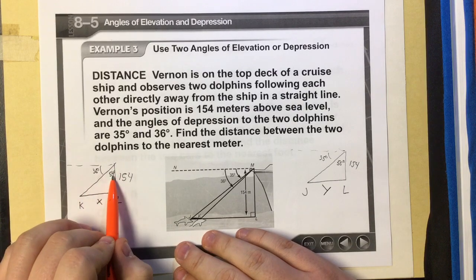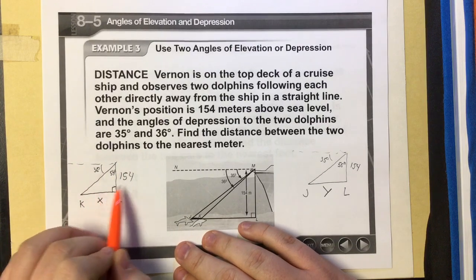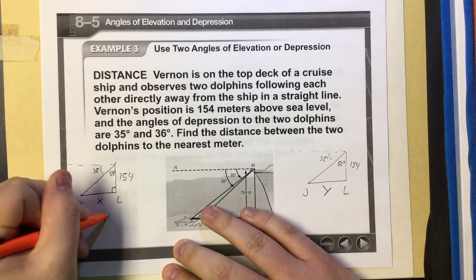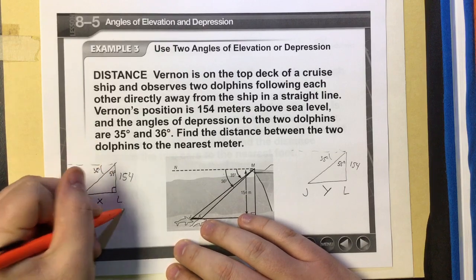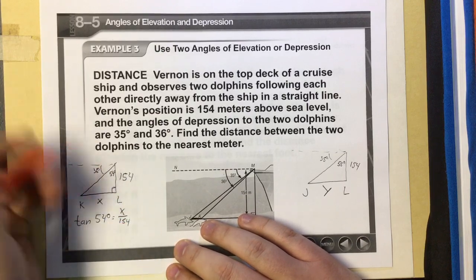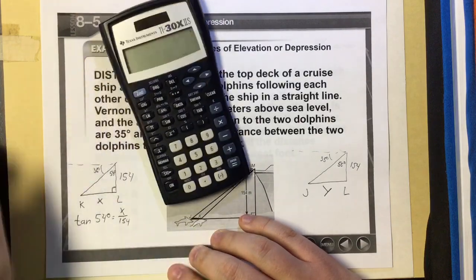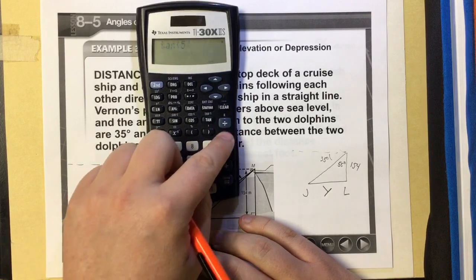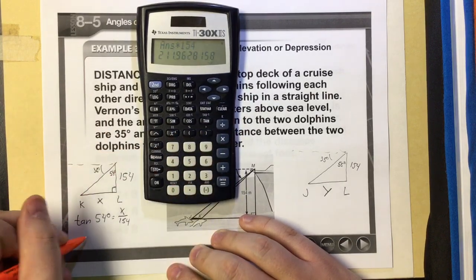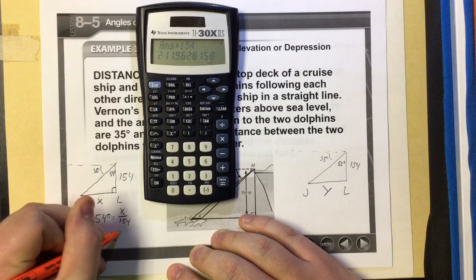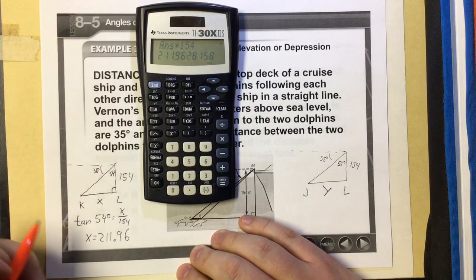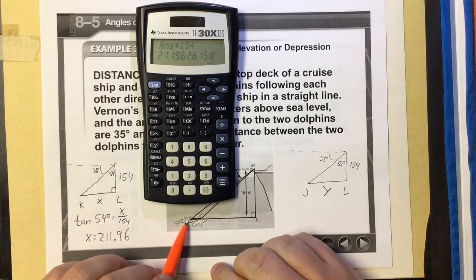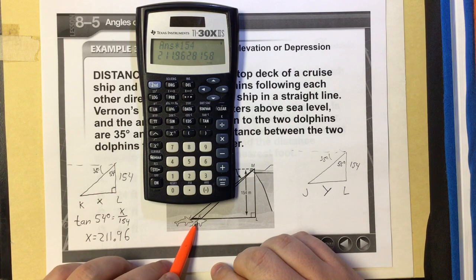Here's my angle, 54 degrees. From that, x is opposite, 154 is adjacent, opposite and adjacent is tangent. Tangent of 54 degrees is equal to opposite over adjacent. So I do tangent of 54 multiply by 154. So I find that x is 211.96. Okay, so 211.96 meters, and that is KL. So that's to this closer, lighter colored dolphin.